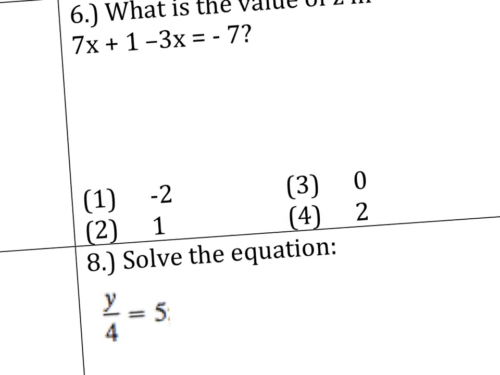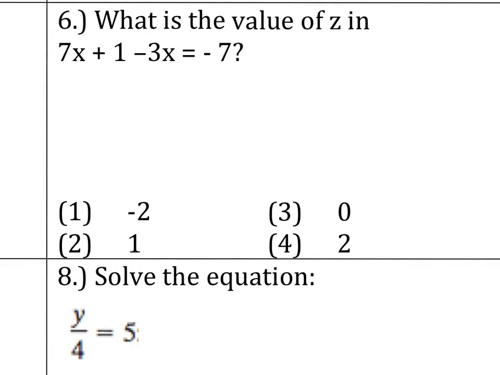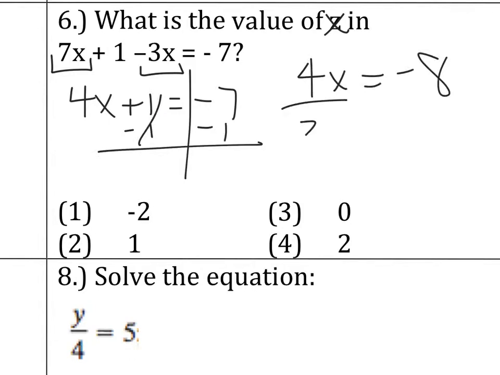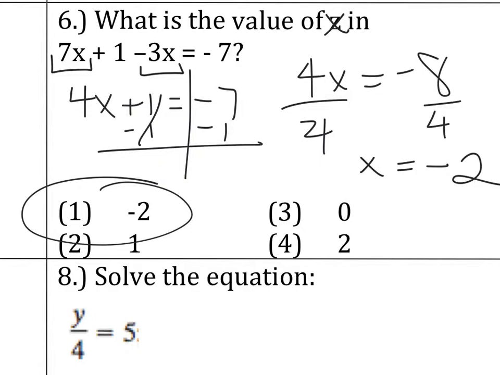Number 6. This is supposed to say x. Sorry about that. These are family members on the same side, so we're going to put them together. So that's 4x plus 1 equals -7 minus 1. That's 4x equals -8. Divide by 4. X equals -2. Don't forget about this negative.